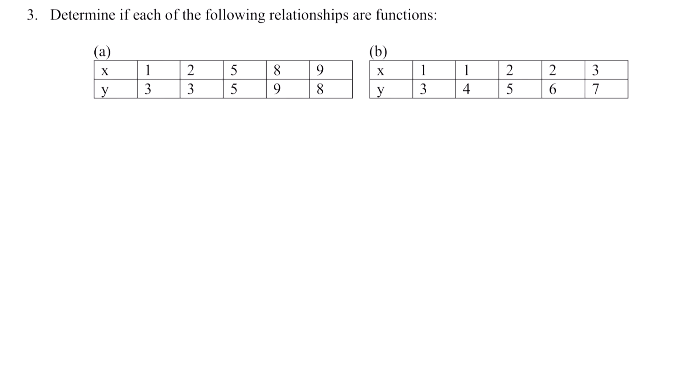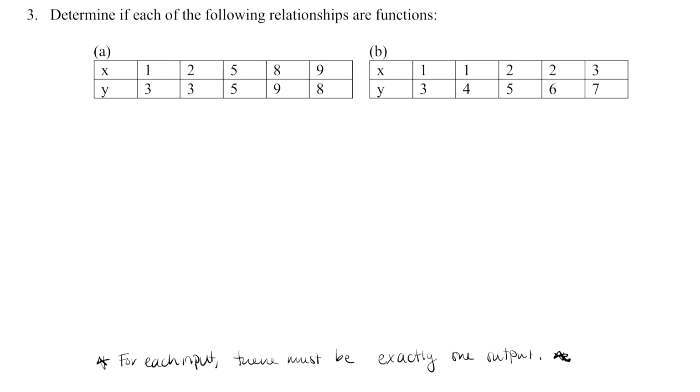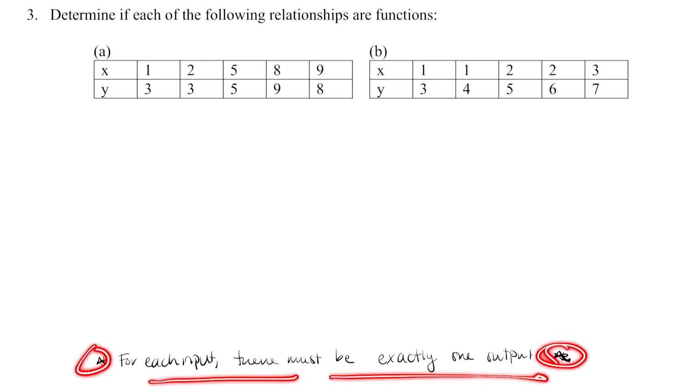Problem 3, determine if each of the relationships are functions. So first let's recall the definition of a function. For each input there must be exactly one output. So let's keep this definition in mind as we work on parts A and B.